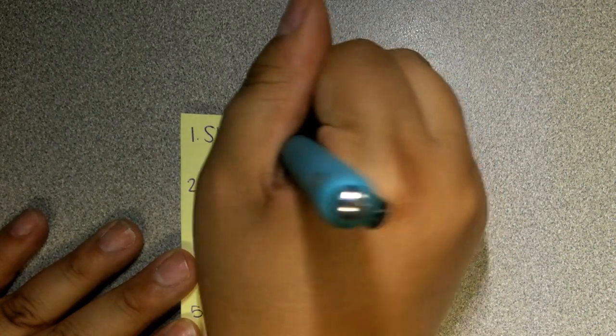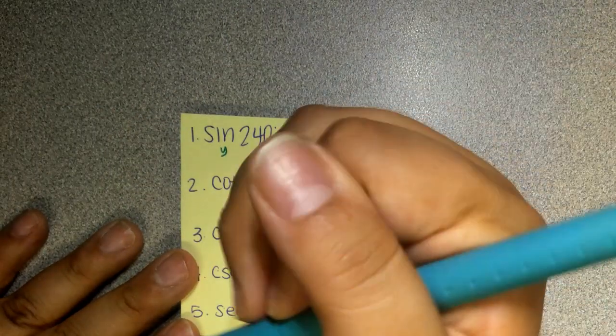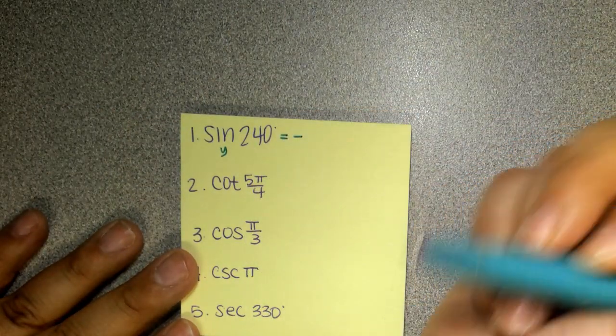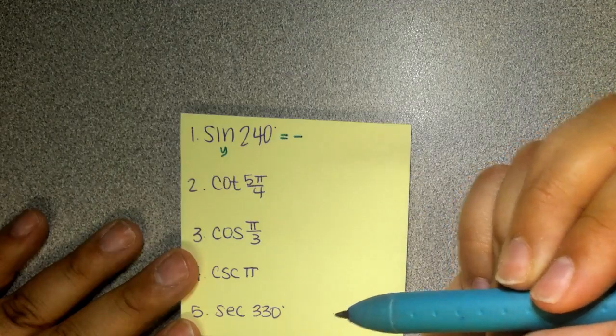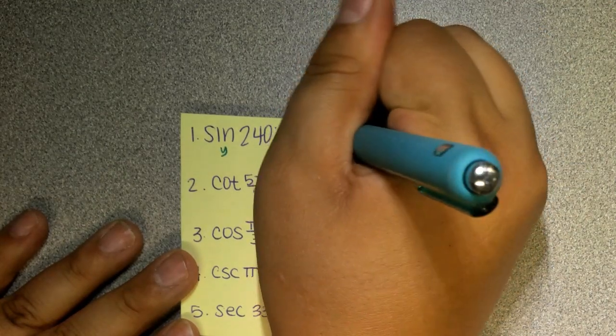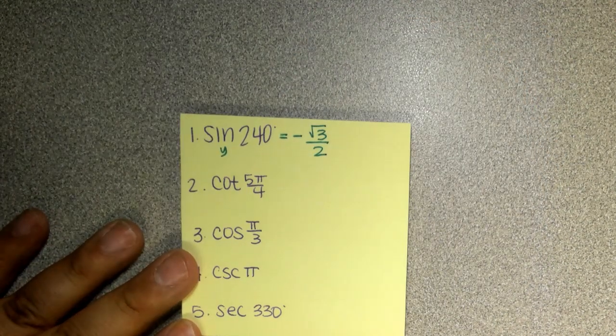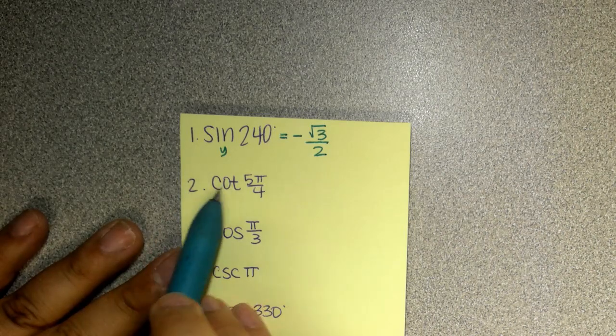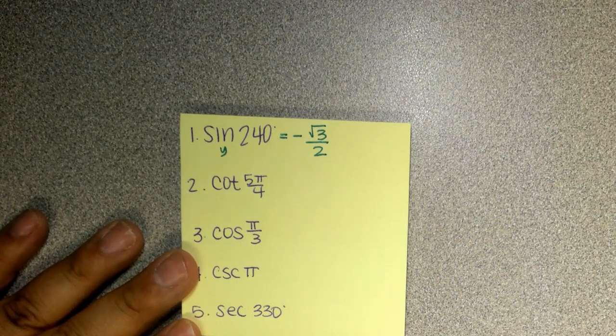Sine of 240. What is the sine of 240 degrees? What quadrant is that? 3. So it's going to be a negative. Sine is my y value. So what is the y value at 240 down there by the y-axis? Negative root 3 over 2. Great.